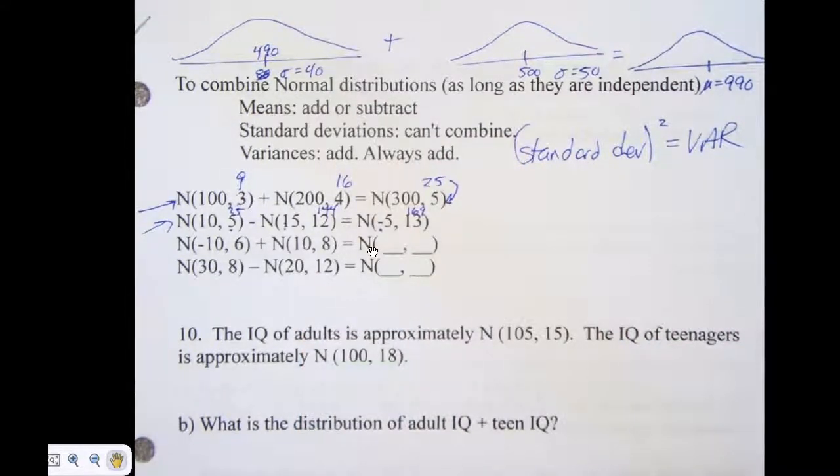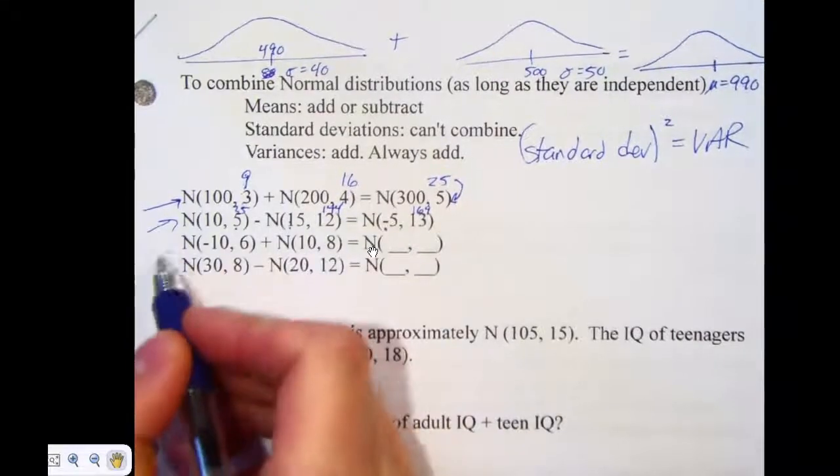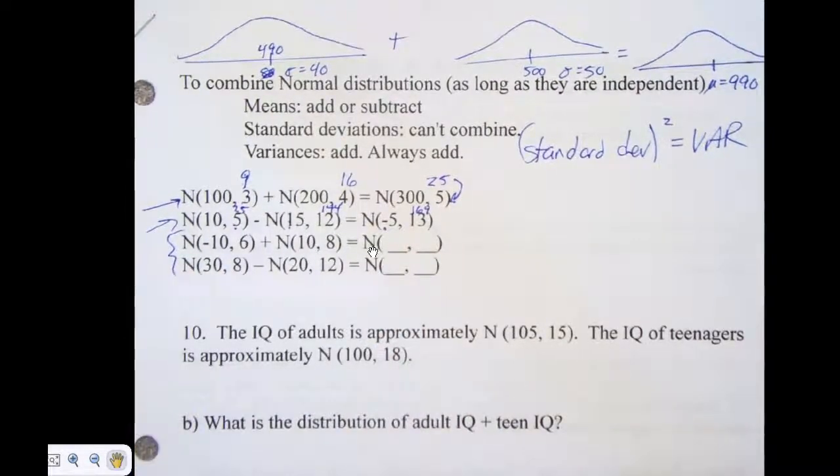That's the variance level. How do I get from variance back down to standard deviation? The square root of 169 is 13. All right, fill in these next two.